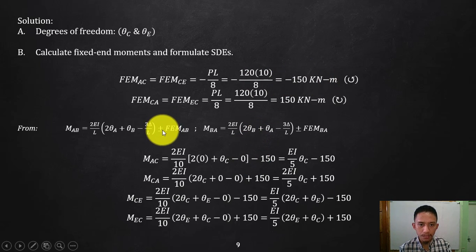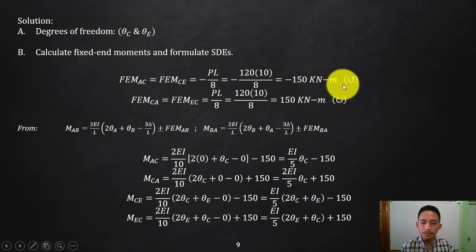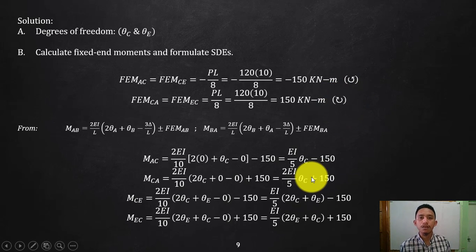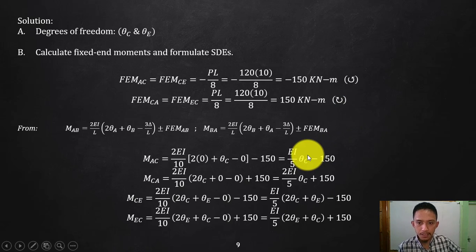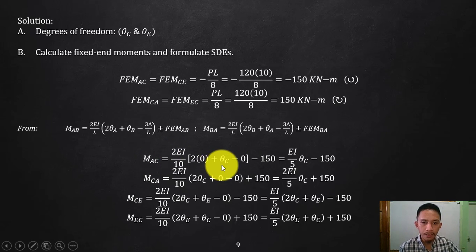Again, that's why we have here a plus or minus. Later on we will be following the signs, but we need to stick to the assumption we made a while ago in your FEM that clockwise is positive. But if you assume the other way in your FEM, then that should be your assumption all throughout. So for us, clockwise is positive. So that is minus. Then I will simplify. I can simplify the equation of M sub AC as EI over 5 theta C minus 150. You can simplify that one. That is just algebra.